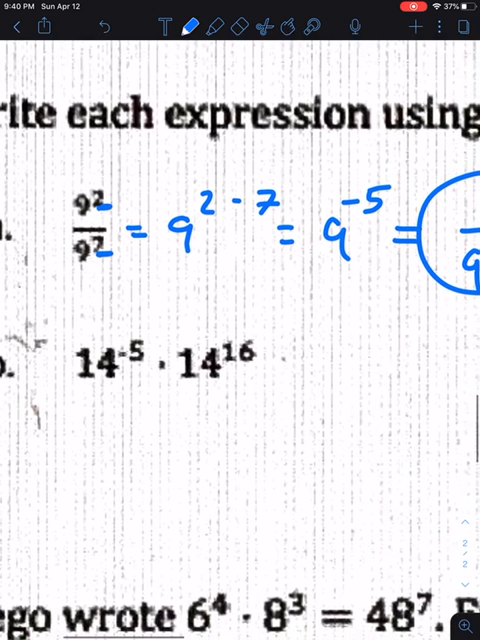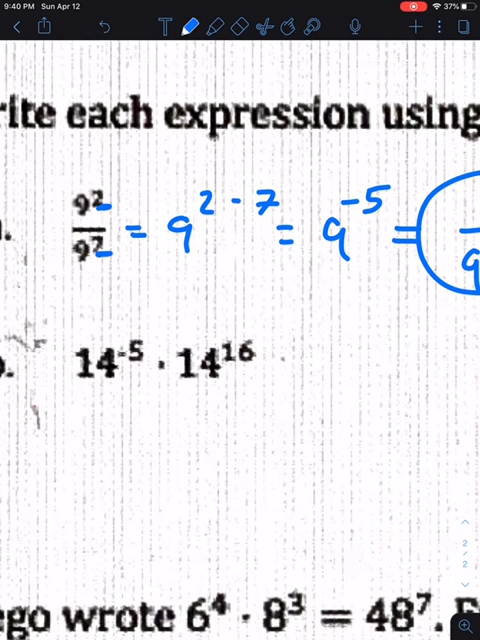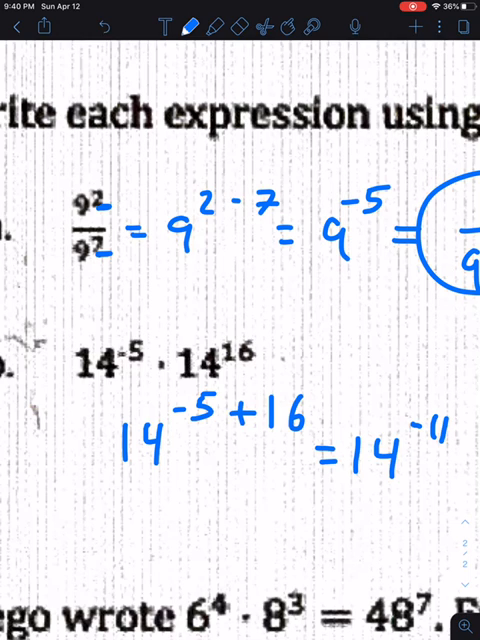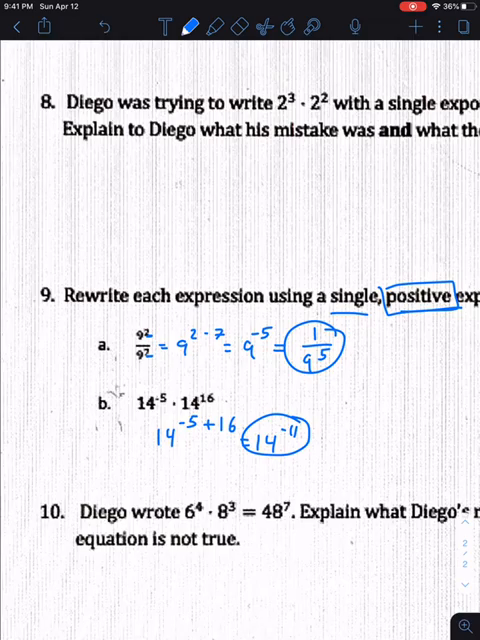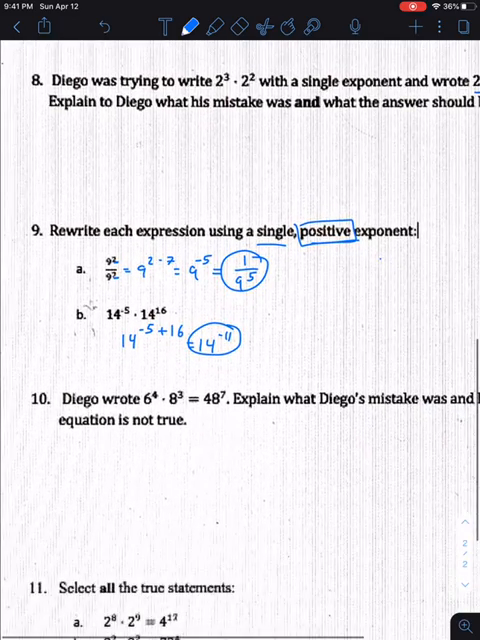Now for B, we've got 14 to the negative 5th power times 14 to the 16th power. Okay, so we're using the product rule here. We're adding the 2 exponents, and we are going to get, well, negative 5 plus 16 equals negative 11. There you go. You now have your answer. Ka-ching. Awesome. All right, so let's go to number 10.